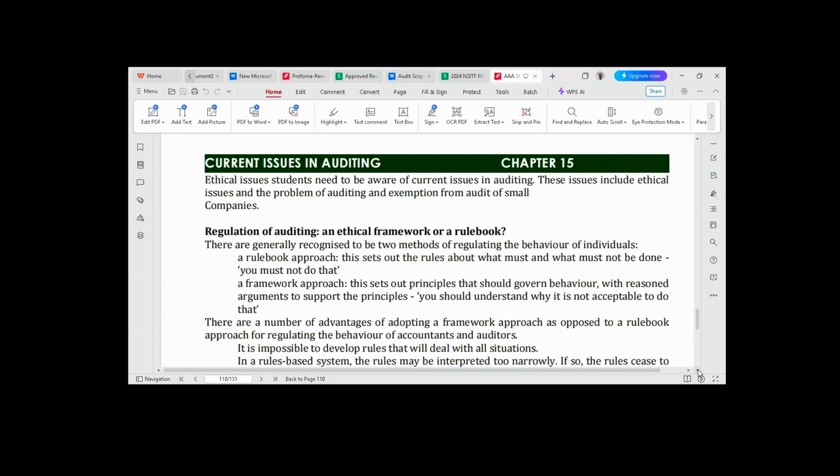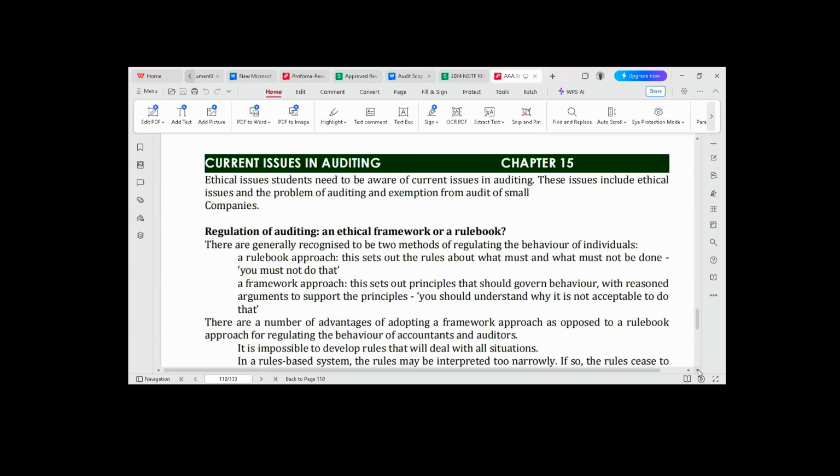When you talk about the rule book approach, what we are saying here is that these are a set of rules about what must and what must not be done, the do's and don'ts of an external auditor. You can see that it's different. One talks about all the do's and don'ts of the external auditor. The other one talks about the principles that should guide the behavior or conduct of the external auditors. So those are the two approaches that we have.